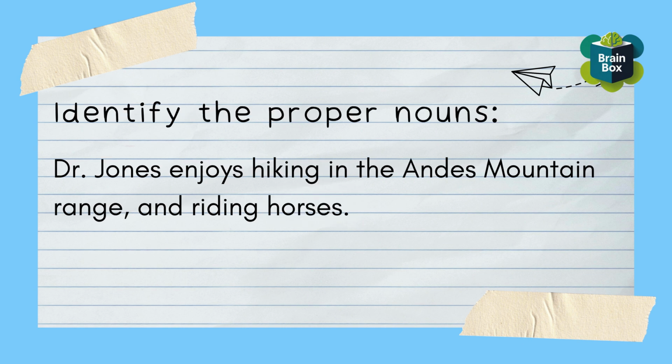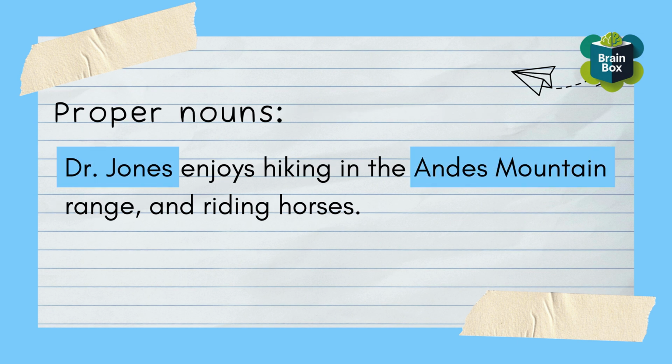Now you have to identify the proper noun in the same sentence. Dr. Jones enjoys hiking in the Andes mountain range and riding horses. So, do you see any particular name or the particular name of a mountain, children? Yes, children. So, Dr. Jones and Andes mountain, these are names of a particular person and a place. So, these are proper nouns. And as you can see, they are both in capital letters.